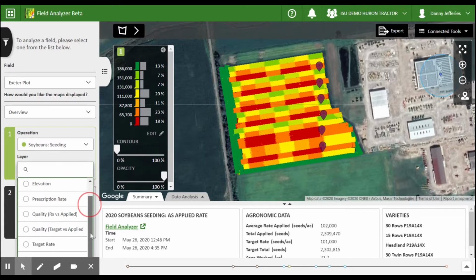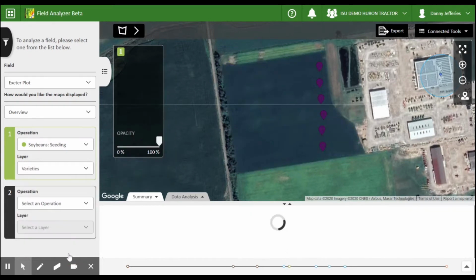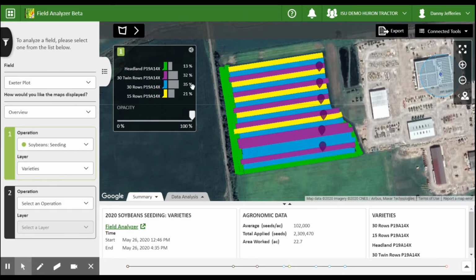Let's just take a quick peek first here at the varieties. So when we look at the varieties, we had our headland treatment, but then we also had 30-inch twin rows, 30-inch rows, as well as 15-inch rows. So we planted this plot with a 1795 corn planter, where we could switch between 30s and 15s pretty easily. In order to plant the 30-inch twin rows, we actually planted the field twice, both in the same direction. So I think we were going towards the store here, planted that pass twice.